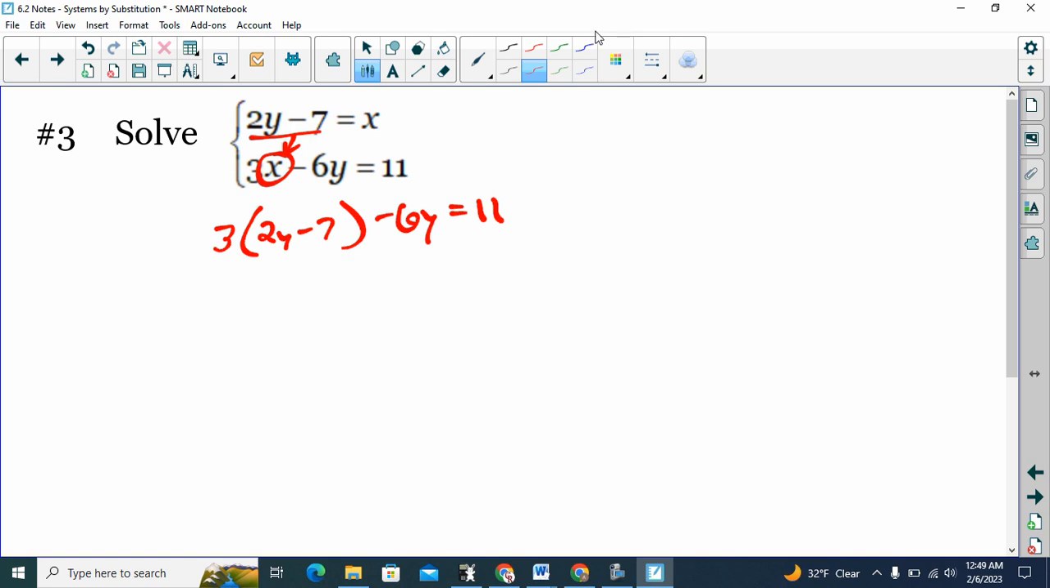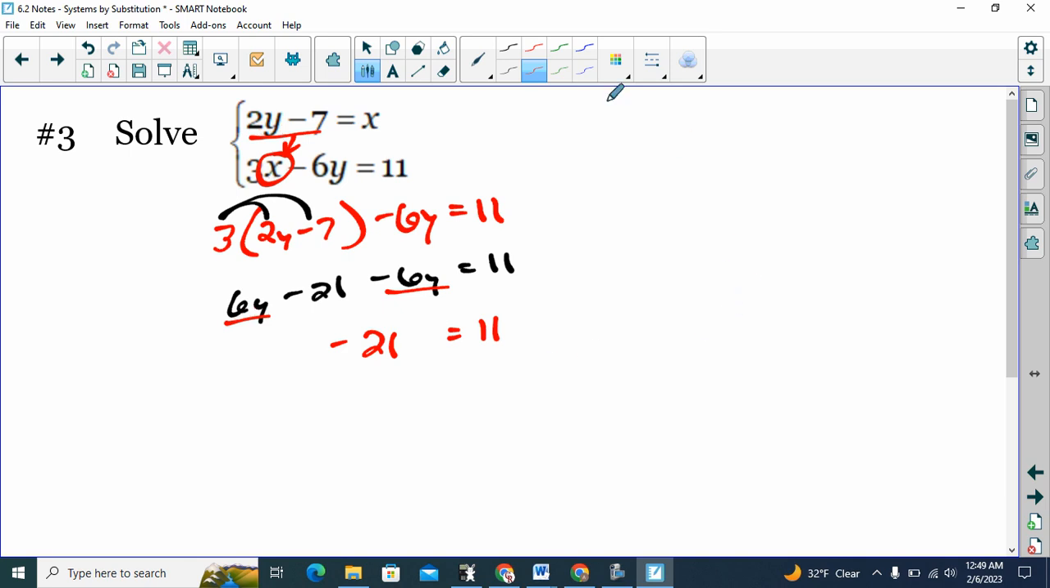We can distribute our 3. 3 times 2y. 3 times negative 7. Combine up your like terms. 6y minus 6y, I don't have any y's. I just have negative 21 equals 11.